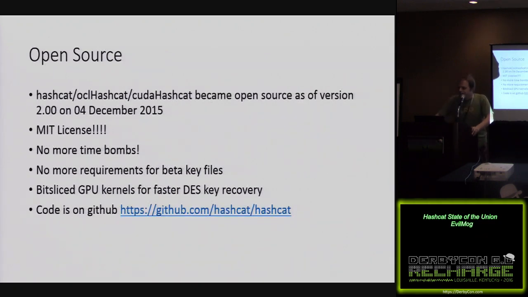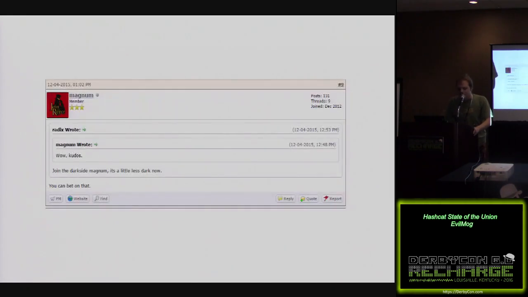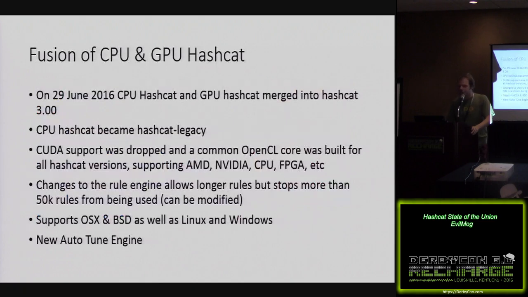So, the biggest one, Hashcat has gone open source. MIT licensed even. You can see all the code and go play with whatever you want. There's no more time bombs. There's no more beta key files. And the best part is, you no longer have to use John the Ripper because there's bit-sliced GPU kernels. DES cracking actually completes in a reasonable amount of time before the universe ends. The code is up on GitHub, by the way. And the best part is, I had to put this up here, even Magnum likes Hashcat. So yeah, John the Ripper's dead, I'm sorry.